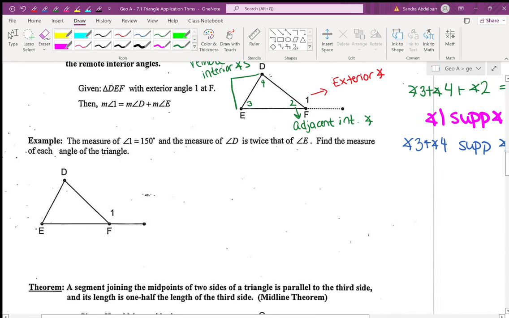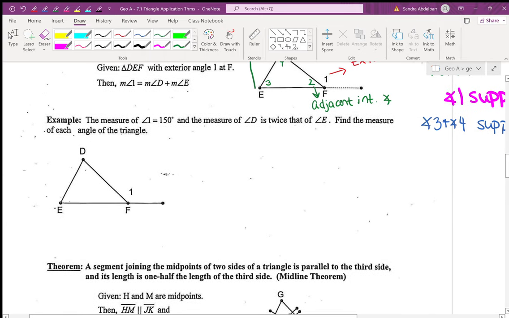All right, so it says the measure of angle 1 is 150. So this angle is 150. And then it says the measure of angle D is twice that of E. Do we all agree if D is twice E, E is the smaller angle?